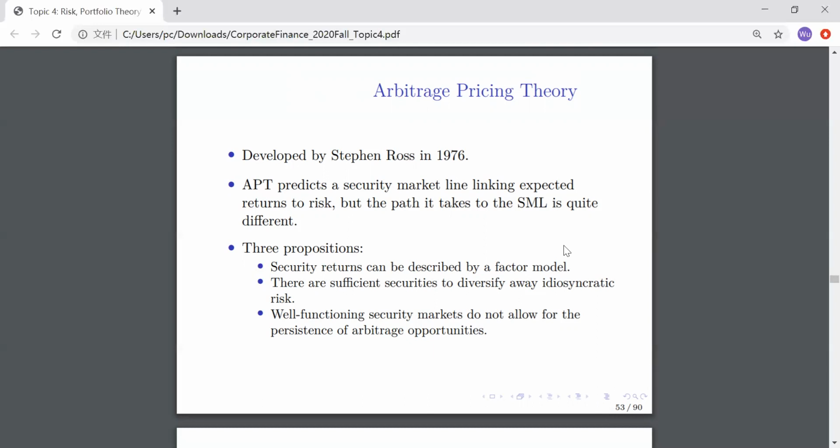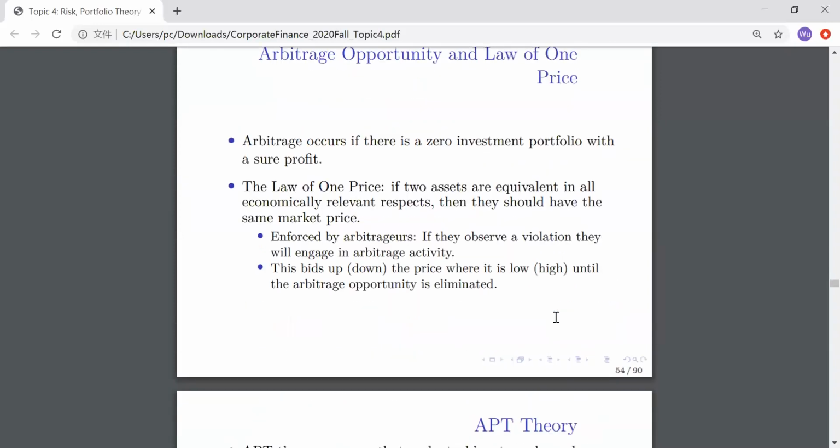So basically, this is the first proposition, but the other two propositions basically say that there's no arbitrage opportunity. Right? If we have the factor model as the benchmark, then there's no arbitrage opportunity because there are sufficient securities to diversify away idiosyncratic risk. There's no arbitrage opportunity for each individual stock.